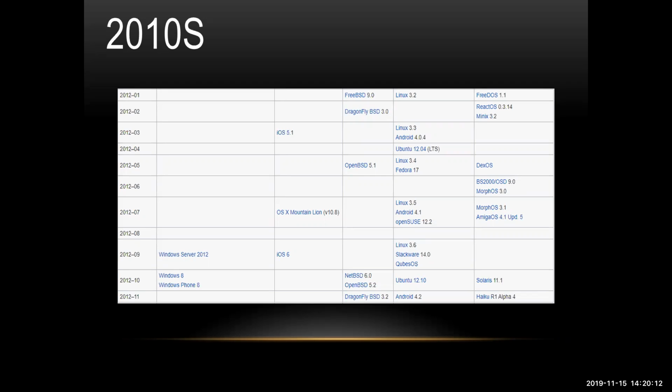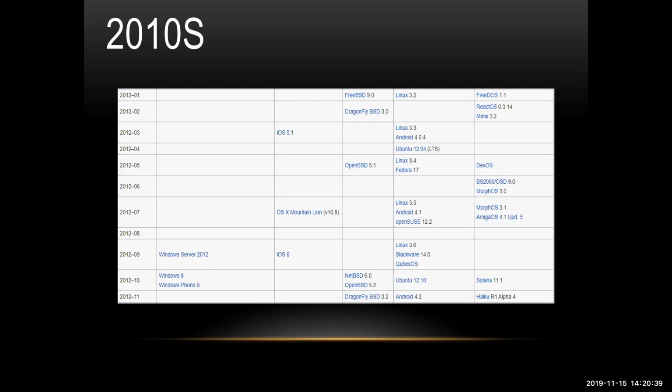And then June, we had BS2000/OSD 9.0. And then MorphOS 3.0. And then July, we had OS X Mountain Lion version 10.8. And Linux 3.5, Android 4.1, openSUSE 12.2. And then MorphOS 3.1 and AmigaOS 4.1 Update 5.